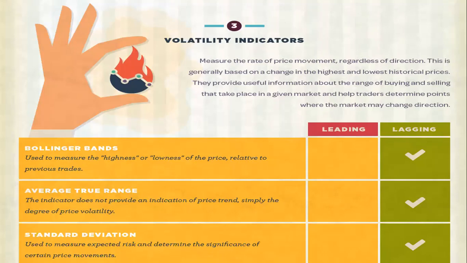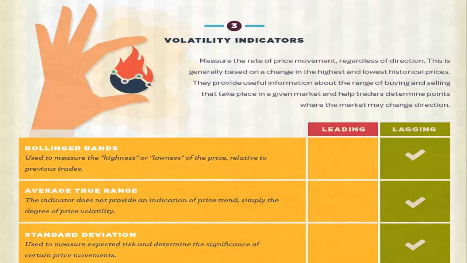So reading from the table, from the first, we have Bollinger Bands. They are used to measure the highness or lowness of the price relative to previous trades. And Bollinger Bands are categorized as a lagging indicator. So they are used to measure the highness or lowness of the price relative to previous trades.